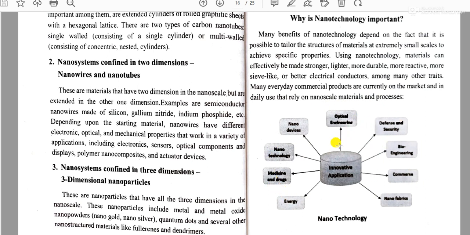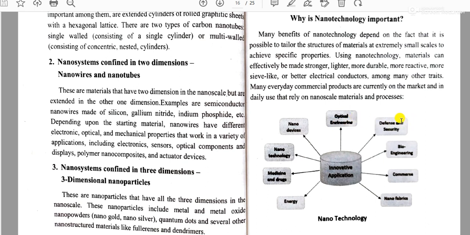For example, in the field of energy, numerous nanomaterials, for example carbon-based electrodes or polymer nanocomposites incorporated with nanomaterials, are actively researched. Another example is in the area of medicine and drugs. For example, dendrimer nanoparticles are used for drug delivery applications. Then nanotechnology in nano devices, then optical enhancers.